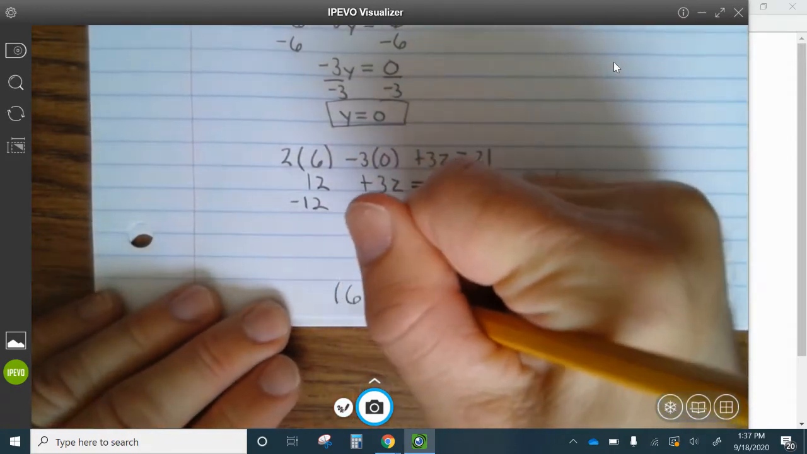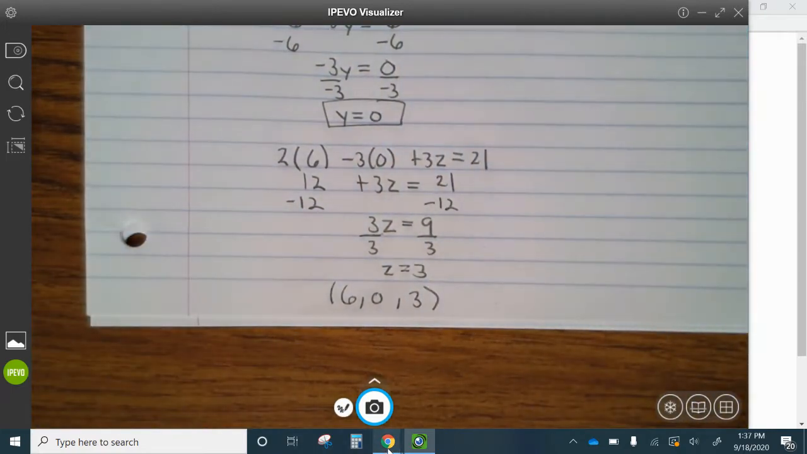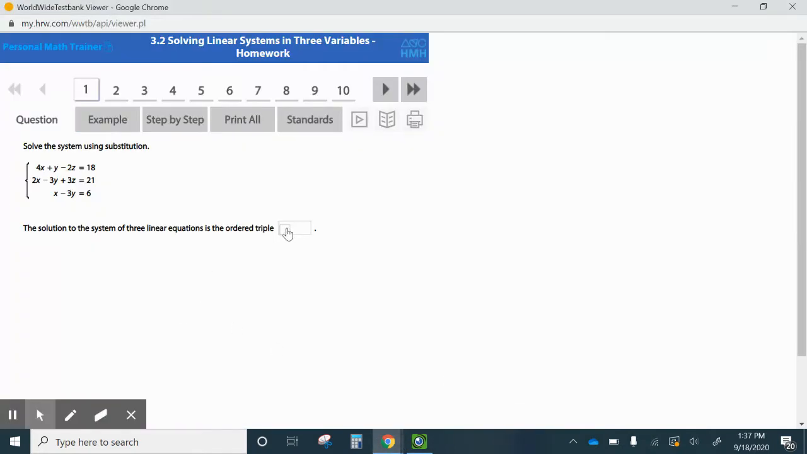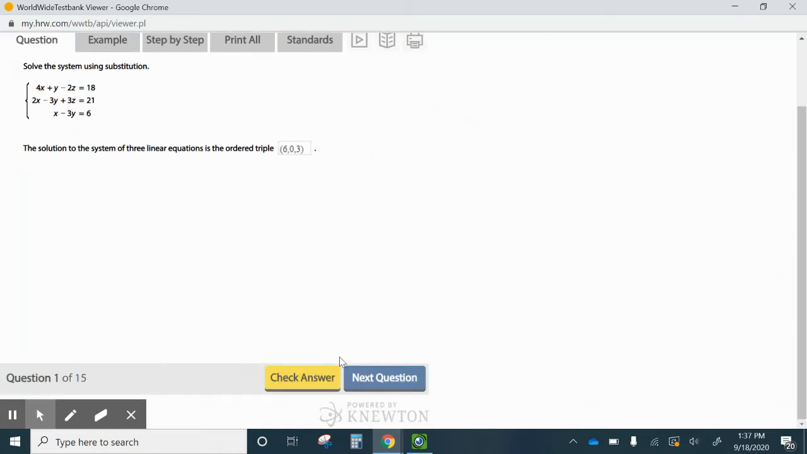Okay, so let's plug that into our answer here. We don't need that screen. Here we go. So parentheses, 6, 0, 3, parentheses. Check answer. Correct. All right, now let's look at question 2.